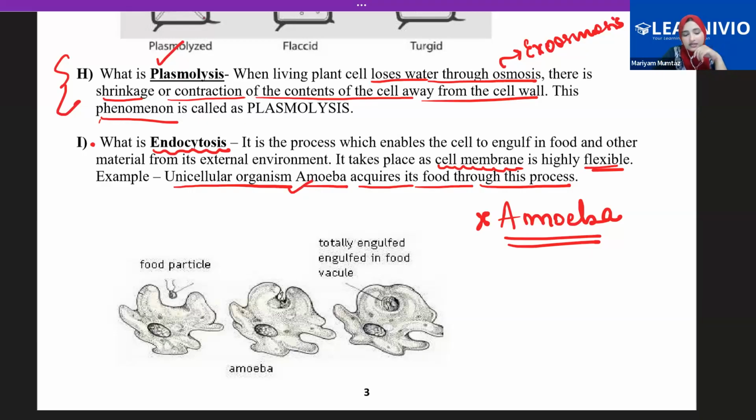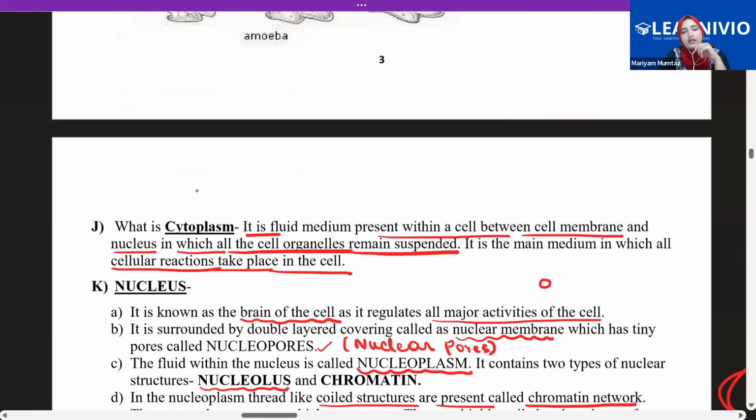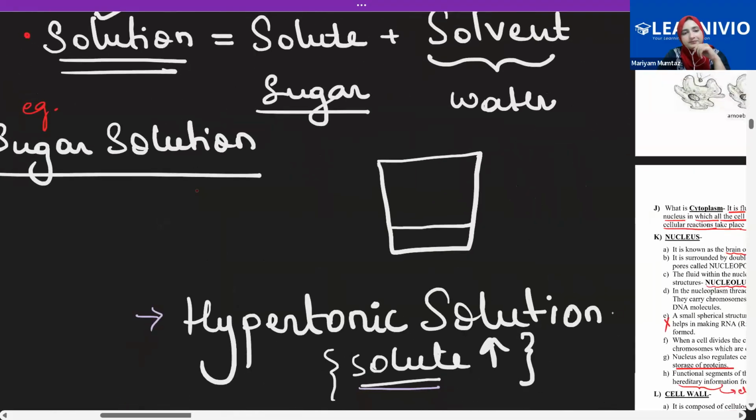Clear? Endocytosis is clear to you? Yes, ma'am. Very good. Now, moving forward, let us see.